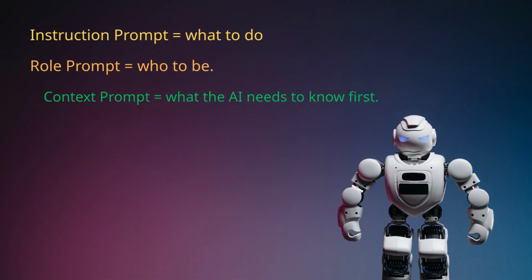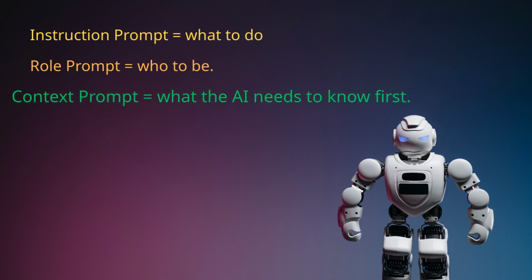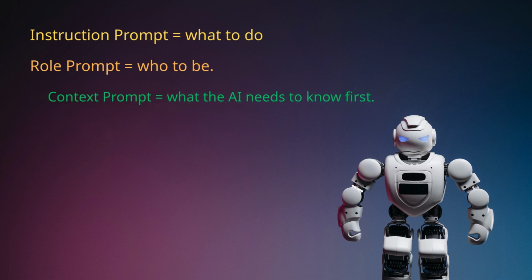Instruction prompt equals what to do. Role prompt equals who to be. Context prompt equals what the AI needs to know first.